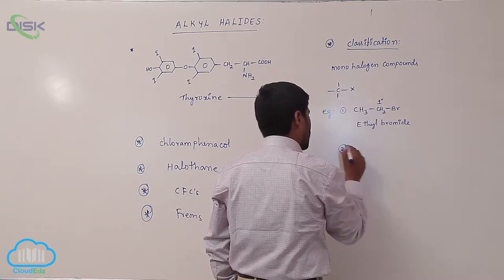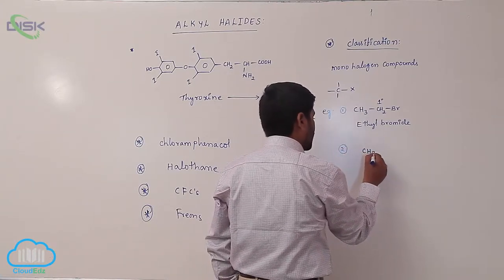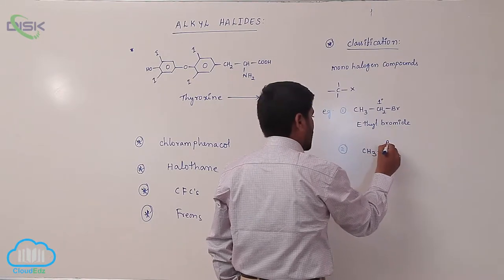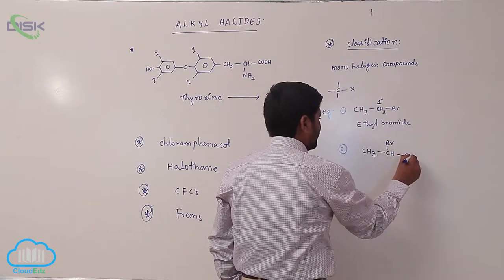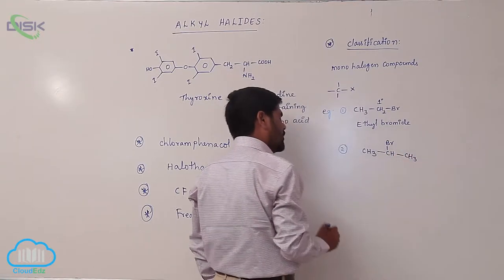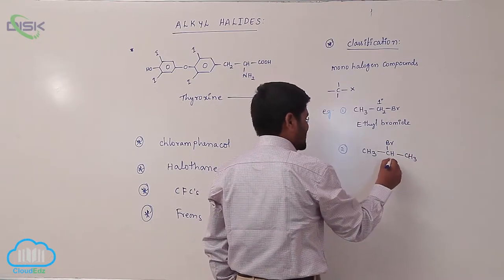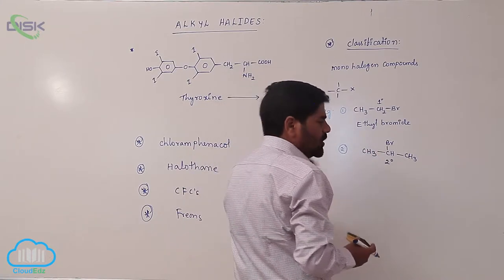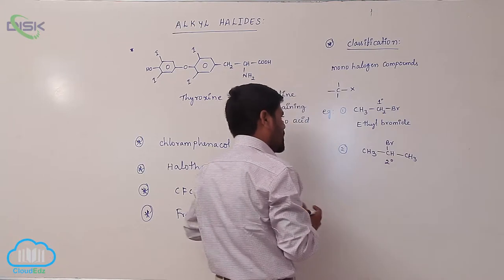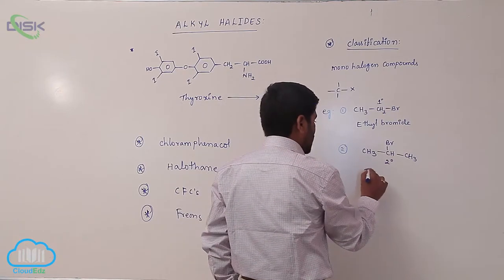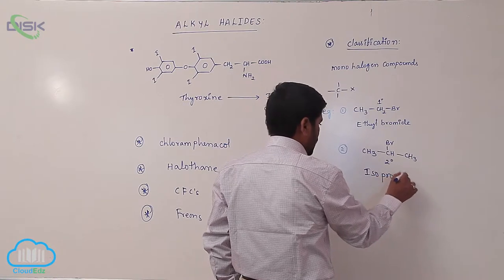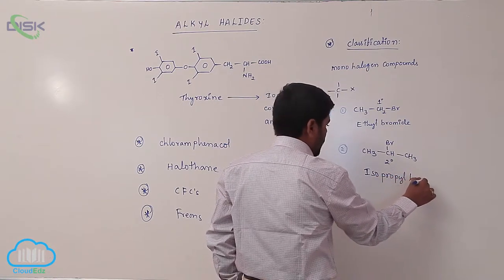Second compound is CH3, CH, here is Br, methyl. So this carbon is known as secondary carbon. So the central carbon connected to two carbons is known as secondary carbon. So it is known as isopropyl bromide.